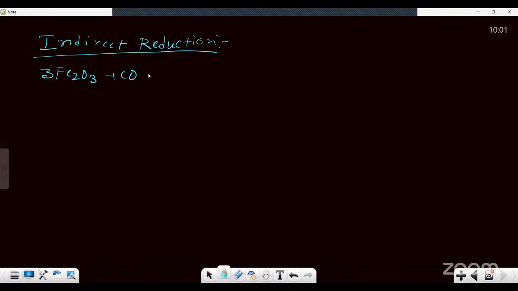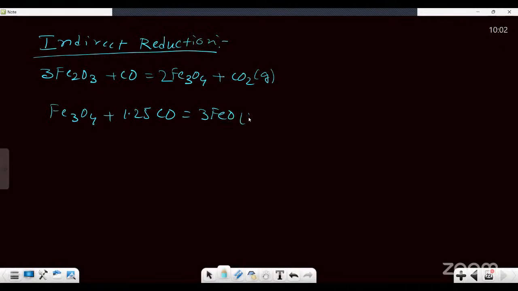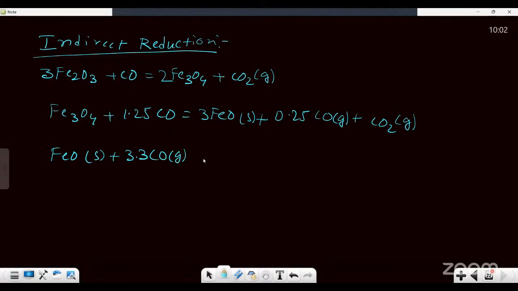So Fe2O3 plus CO is getting converted to Fe3O4 plus CO2 gas. Okay. So this is one. And another is Fe3O4 plus 1.25 CO, which is getting converted to 3 times FeO solid plus CO gas plus CO2 gas. Okay. And another is FeO solid coming in contact with CO gas.